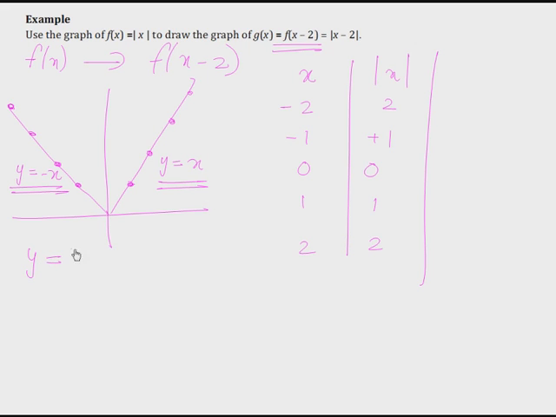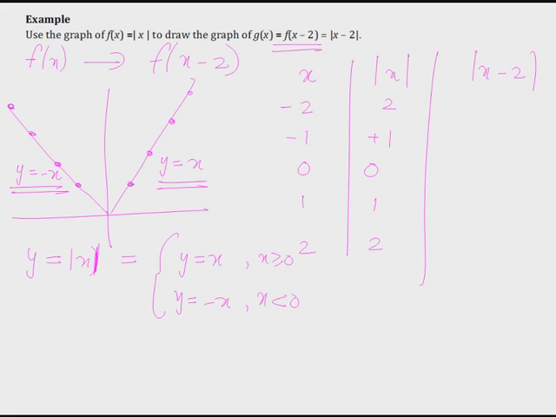So y equal to mod x is actually y equal to x when x is greater than or equal to 0, and y equal to minus x when x is less than 0. We've seen this definition before, y equal to mod x. Well, anyway, here x and mod x, we've plotted the graph. Let's find out what's the graph of mod of x minus 2. So let's find the y coordinates for this new function, mod of x minus 2.